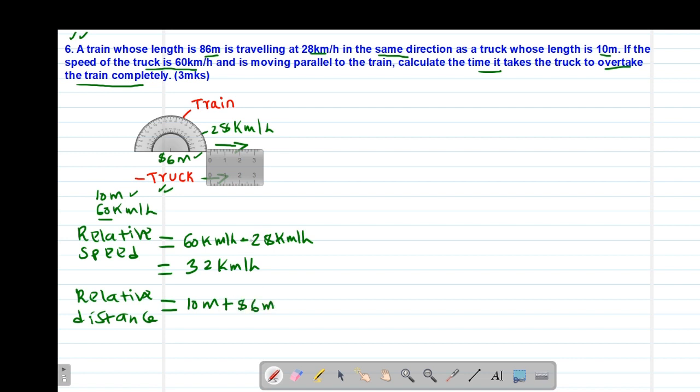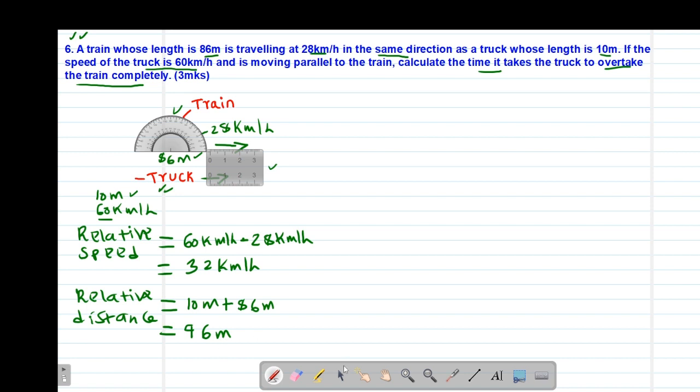Or in short, you simply add the length of the train and also the length of this particular truck if you want to find the relative distance. So this will be equal to 10 plus 86. You are going to get 96 meters as our relative distance.